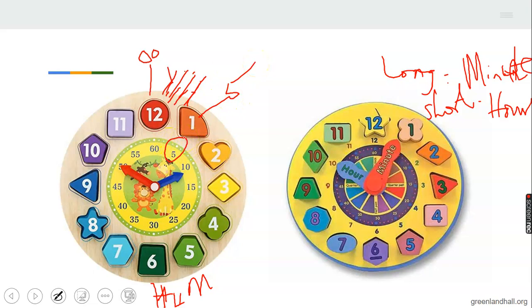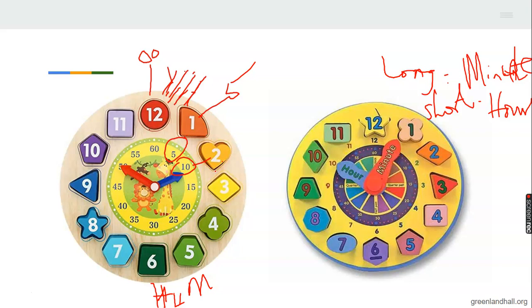So this is 0 minutes. This is 5 minutes. 5 plus another 5. This is 10 minutes. Do you see that? If it is a long hand that is facing 2, you will say 10. Because from 12 to 2, we have 10 short lines. And the short lines mean minutes. Do you get what I'm saying?